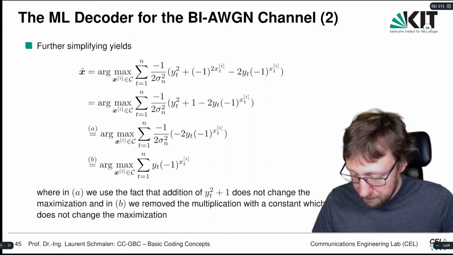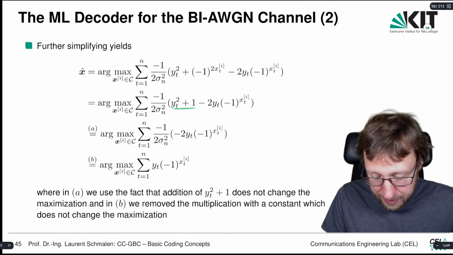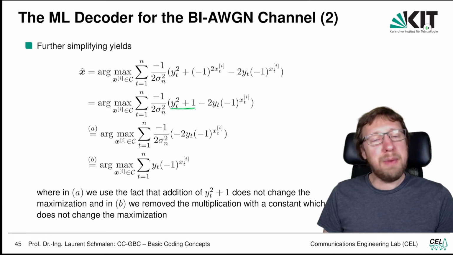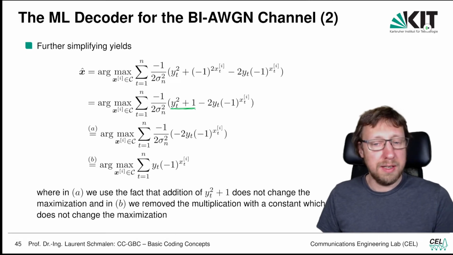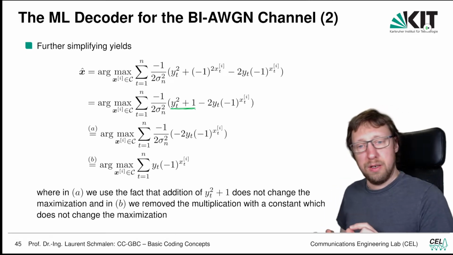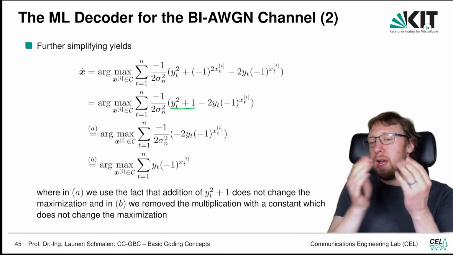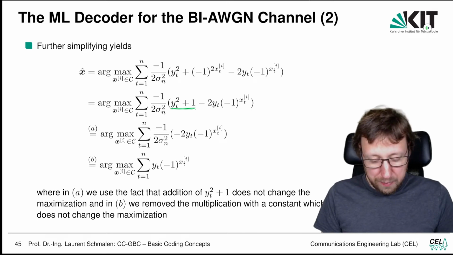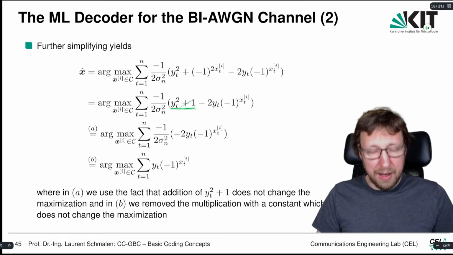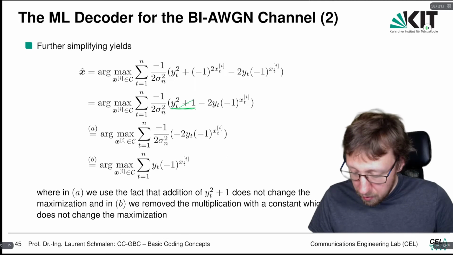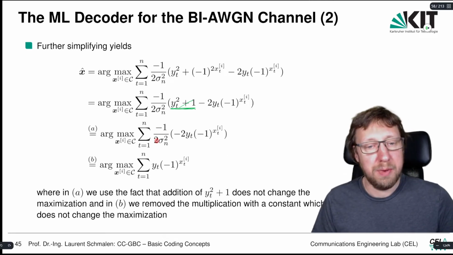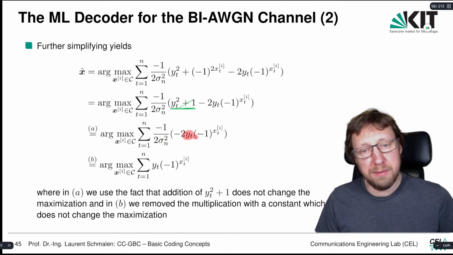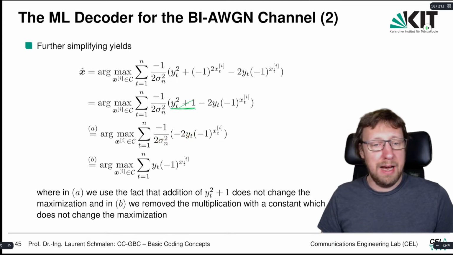Again, this guy is a constant. It does not depend on x. It doesn't change the maximization, so what we can do is get rid of it. So for the maximization, we can get rid of that term. And then we have -1 divided by 2 sigma n squared times -2 times yt times (-1)^(xt).